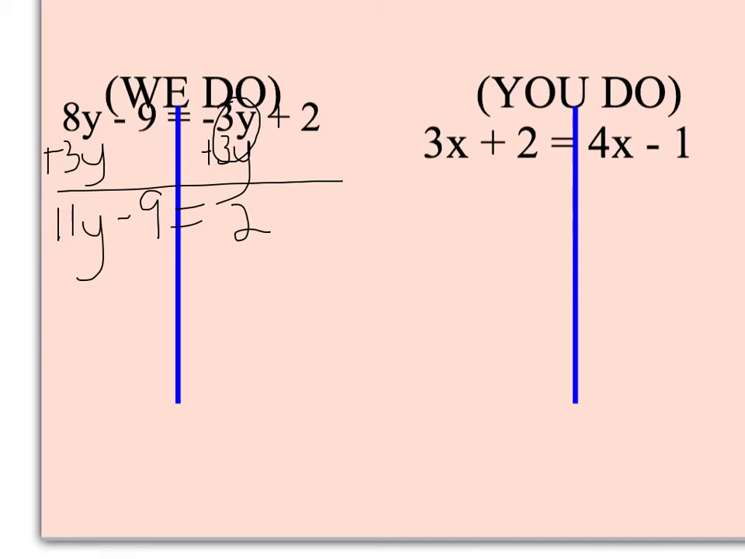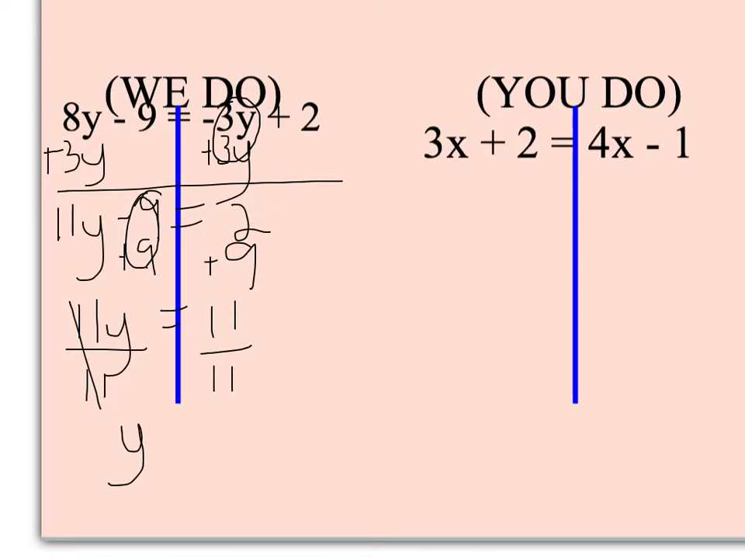The next thing I want to do to get y alone is to add 9 to both sides. So I'm doing the opposite. Minus 9 plus 9 is 0. I want to make sure this becomes 0. So 11y is equal to 11. So 11 times y, we want to do the opposite and divide by 11. 11 divided by 11 is 1, which is what we want. So y is equal to 1.